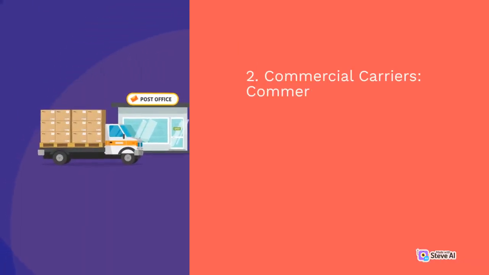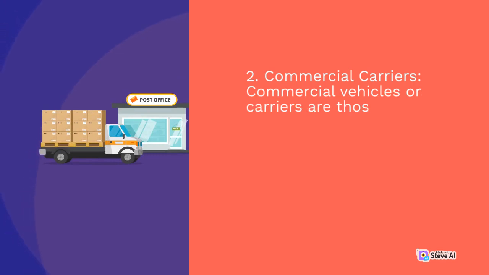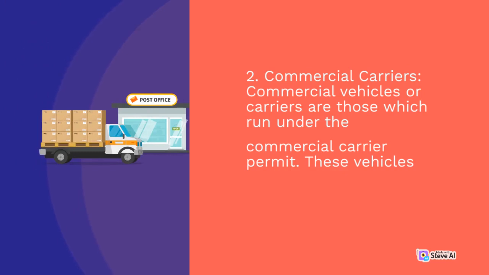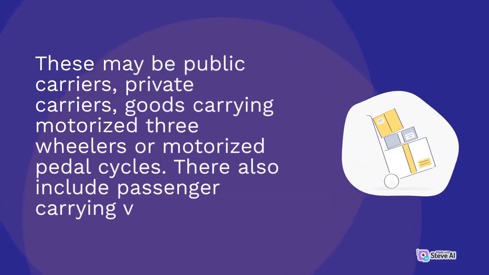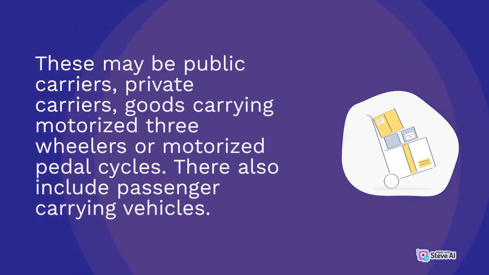2. Commercial carriers. Commercial vehicles or carriers are those which run under the commercial carrier permit. These vehicles are used for commercial purposes. These may be public carriers, private carriers, goods-carrying motorized three-wheelers or motorized pedal cycles. These also include passenger-carrying vehicles.